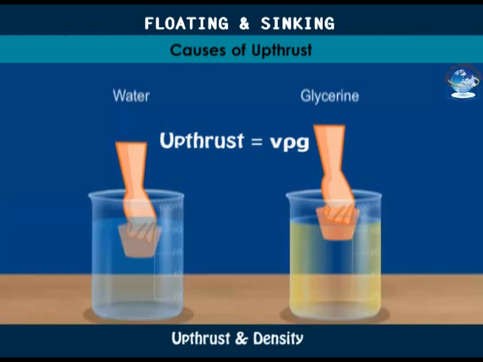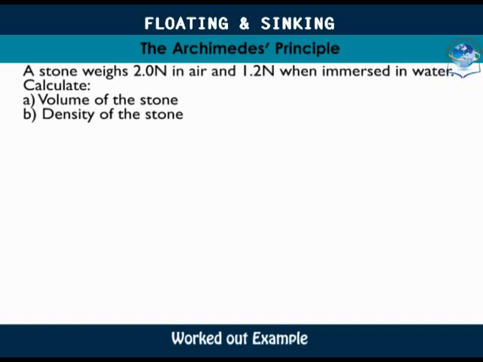Let's take an example. A stone weighs 2.0 newtons in air and 1.2 newtons when immersed in water. Calculate A, the volume of the stone, and B, the density of the stone. Now, the volume of the stone is equal to the volume of the displaced water. We know the density of water is equal to 1,000 kilograms per cubic meter. If we get the mass of the displaced water, we can use density equals mass over volume to find its volume. Let's get the weight of the displaced water.